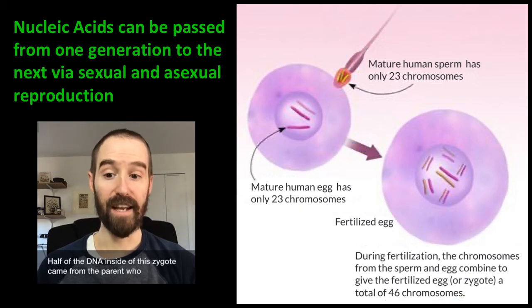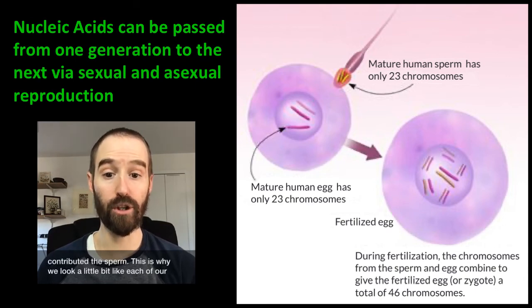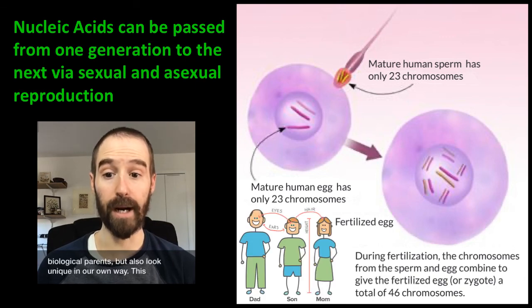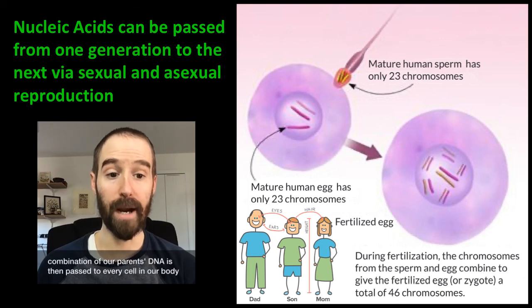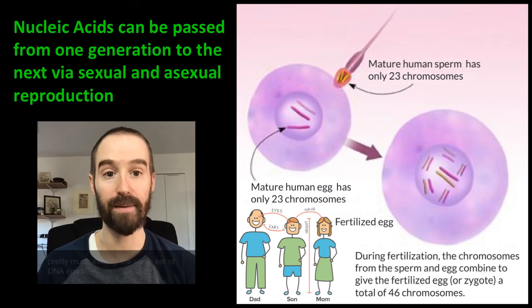Half of the DNA inside of this zygote came from the parent who contributed the egg, and the other half came from the parent who contributed the sperm. This is why we look a little bit like each of our biological parents, but also look unique in our own way. This combination of our parents' DNA is then passed to every cell in our body as this zygote divides over and over again to make all of the trillions of cells found in the human body. And every one of these cells should have pretty much exactly the same set of DNA inside.